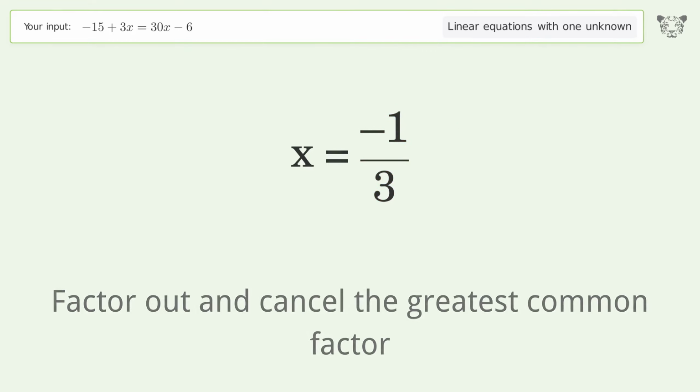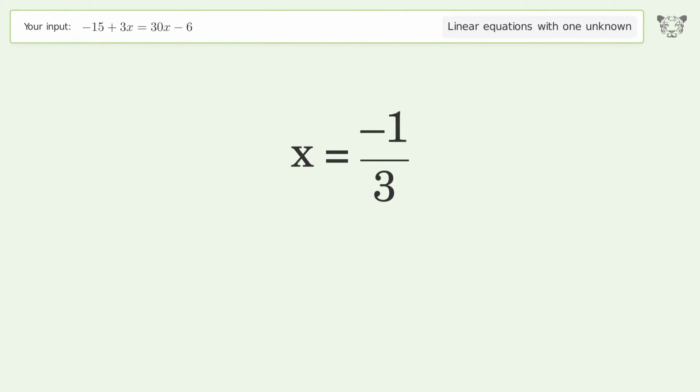And so the final result is x equals -1/3.